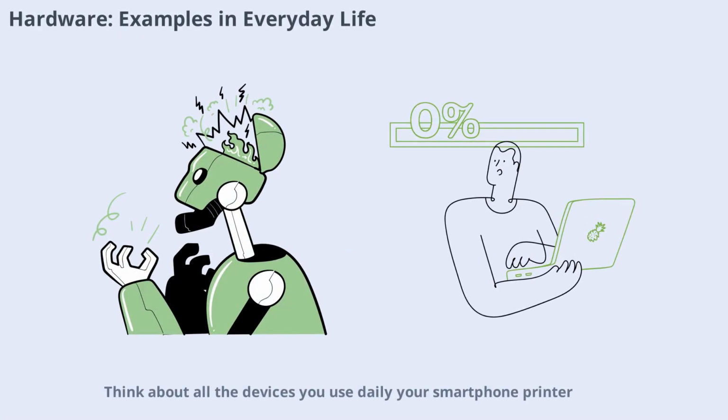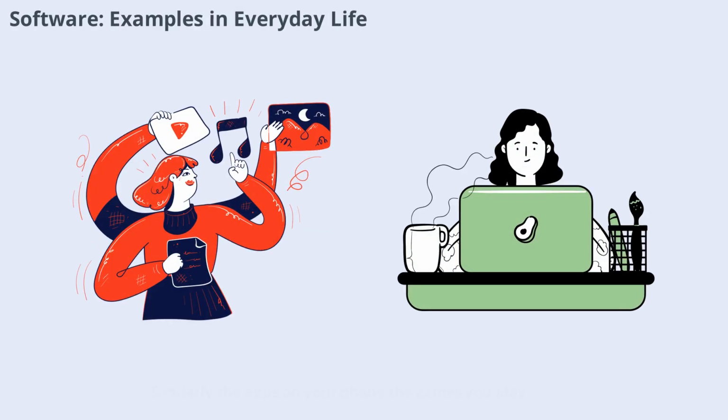Think about all the devices you use daily: your smartphone, printer, or even a smartwatch. These are all examples of hardware. Each device has its own set of physical components that you can see and touch. Similarly, the apps on your phone, the games you play, and the operating system that runs your computer are all software. They make your devices useful and fun, even though you can't physically touch them.